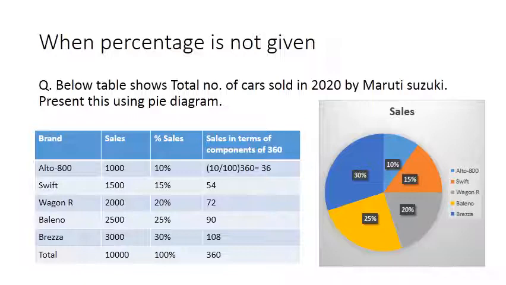You can see Alto 800 10%, Swift 15%, Wagoner 20%, Baleno 25%, and Brezza 30%. And the total of this is 100%. So this pie shows 100% of the sales, and this 100% has been divided into Alto, Swift, Wagoner, Baleno, and Brezza. So this is how you have to convert the sales into percentage, or data into percentage. Then you have to give the angle, or you have to convert it into a component of 360. Then you can present the data in the form of pie diagram.